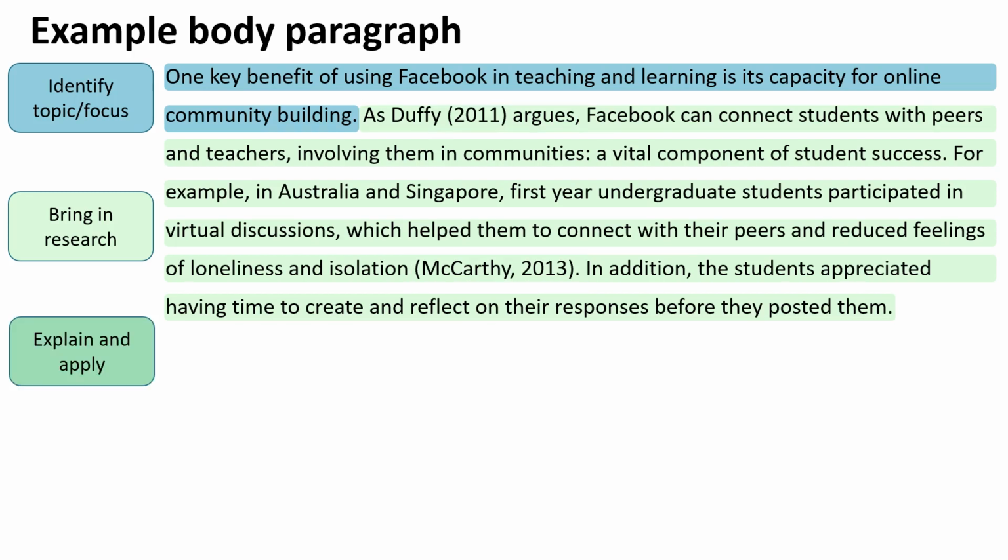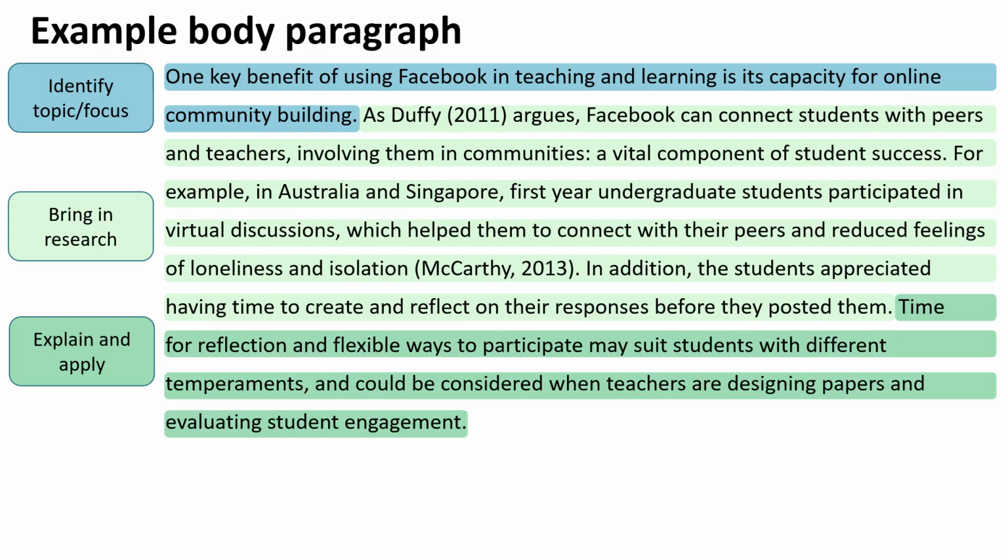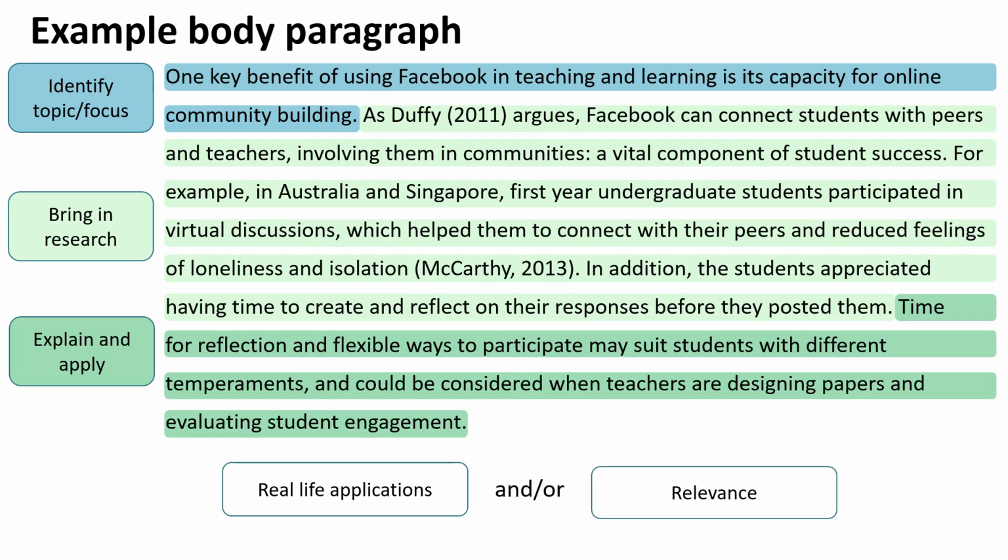Next, explain the relevance of this research to your topic and apply this theory or research to real-life events or situations. Here, the writer considers difficulties that quieter students may have in large lecture situations and how they may benefit from Facebook. This part could include the real-life applications of the research or the relevance of the research to other situations.